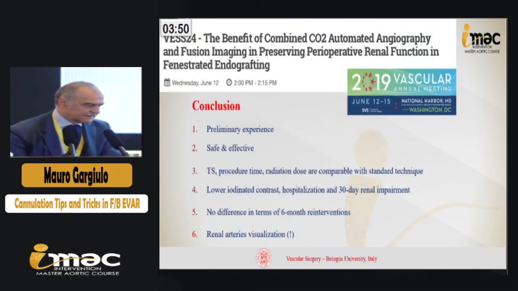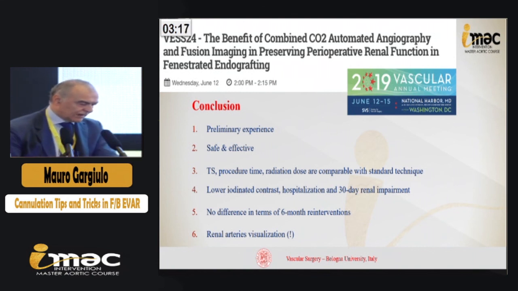Ladies and gentlemen, in conclusion, this is a preliminary experience with CO2 automatic angiography and fusion imaging in preserving perioperative renal function in fenestrated endografting. We think that this approach is safe and effective. We have good technical success, procedure time, and irradiation dose. Comparing CO2 and iodinate contrast medium, in the CO2 group we had lower iodinate contrast, with lower hospitalization and 30-day renal impairment, without any difference in re-intervention after 6 months.